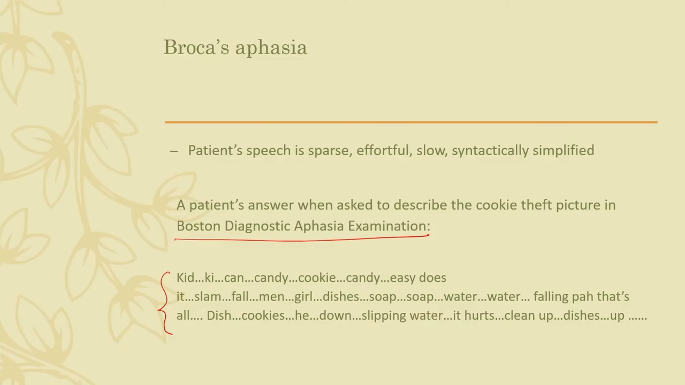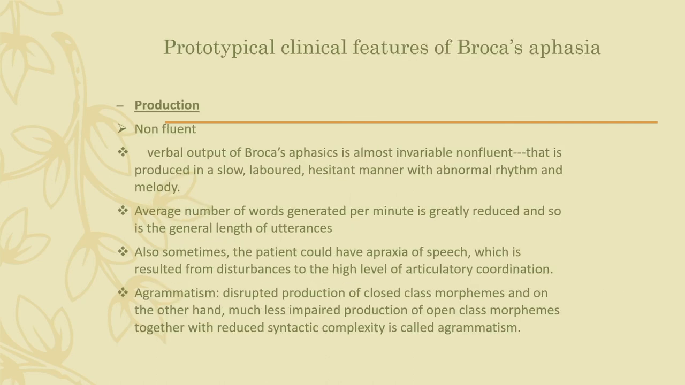These dots refer to the pauses in the speech. The person suffering from Broca's aphasia has extreme difficulty producing words. So, it is labored, it is lengthy, it takes a lot of time, and there are a lot of pauses. The average verbal output in a Broca's aphasic patient is very low. They speak in a slow, labored and hesitant manner, and the rhythm and melody will be abnormal. The average number of words generated per minute is also greatly reduced because of the same difficulty in producing words.